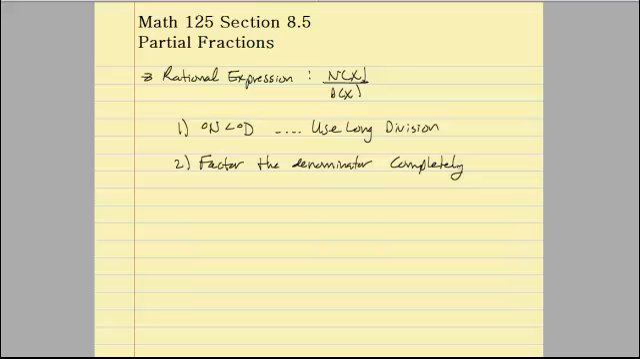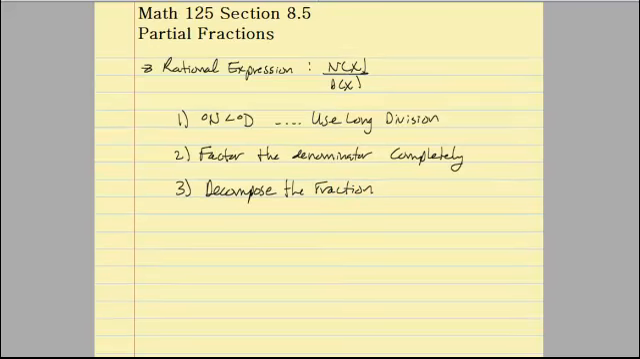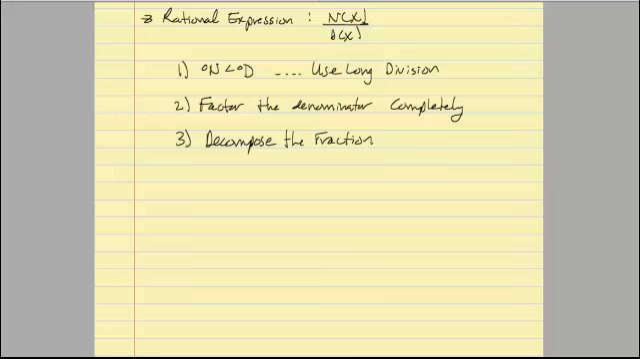The next thing we do is we decompose the fraction. That's why it's called partial fraction decomposition. So we decompose the fraction. Now by decomposing the fraction, what we mean here is we mean separate it out into its terms. And there's basically two types of terms that we're going to be looking at.